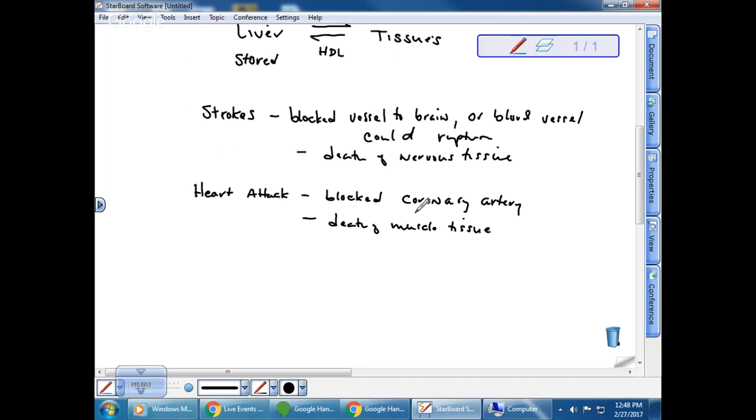So I'm going to show you just a short little video that shows a person that has a blocked coronary artery, and when they do a bypass surgery, they bypass the blockages, but they can also put in stents in the blood vessel.